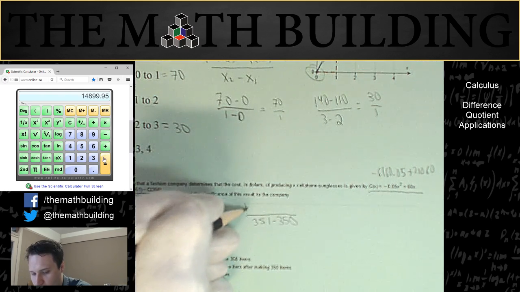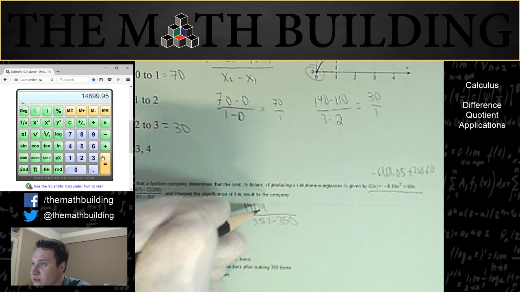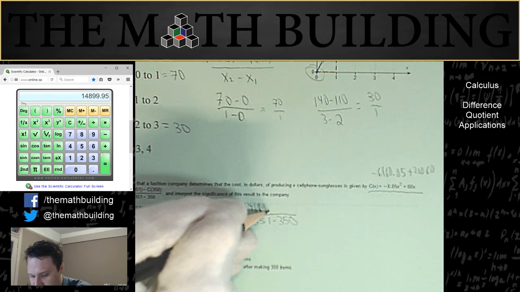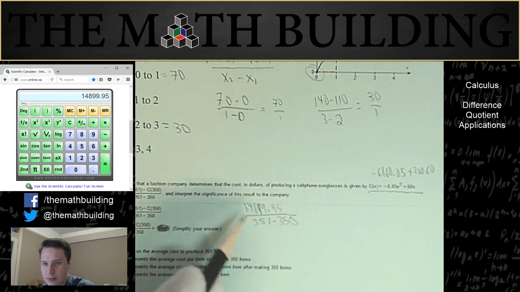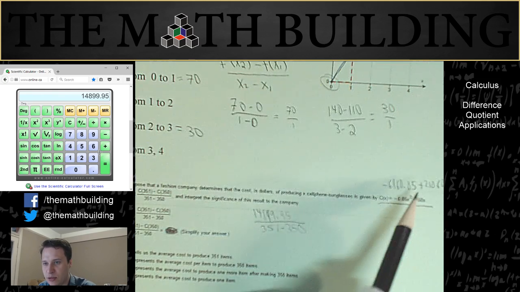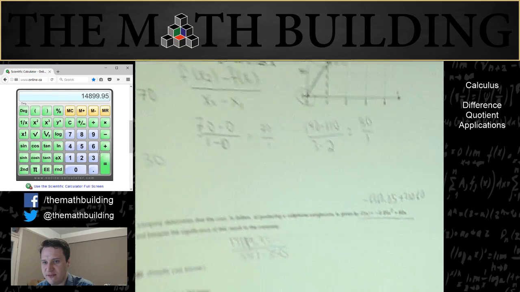And we get 14889, I'm sorry, 14899.95. So again, that number I just calculated right there is calculating C of 351 and just plugging in 351 into the function. So that's going to be minus C of 350.